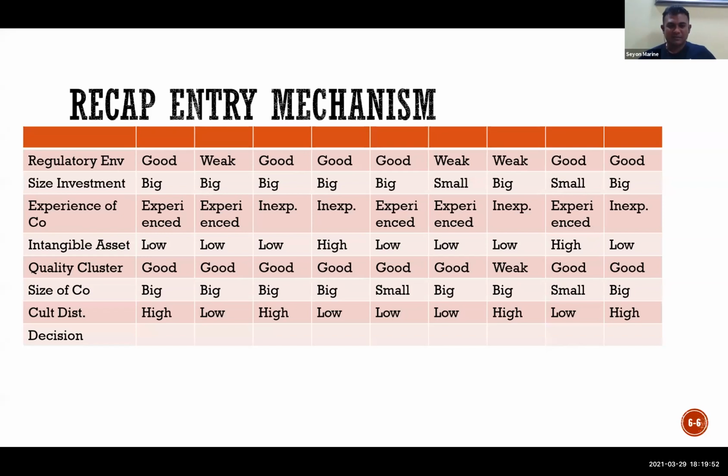Right. So now we've got quite a few scenarios where we're looking at what is the optimal entry mechanism. You've now seen the key concerns, but I'm not going to ask you to tell me the decisions just yet. Which do you feel are the most problematic scenarios?